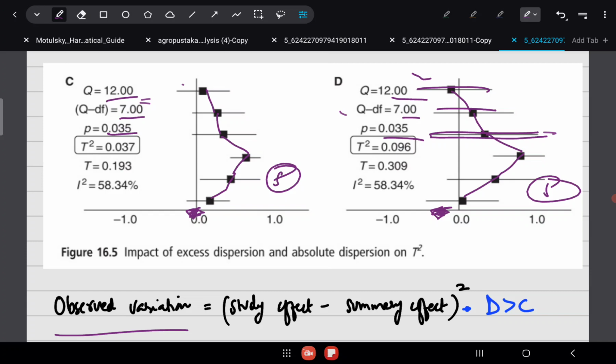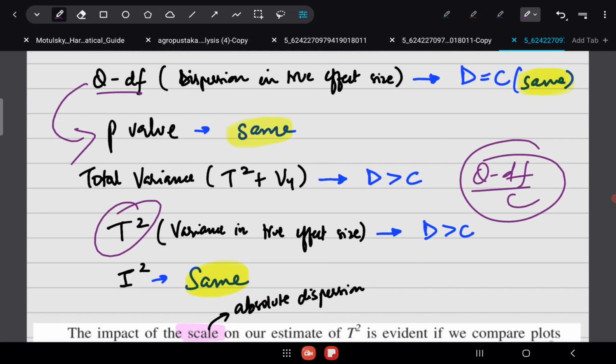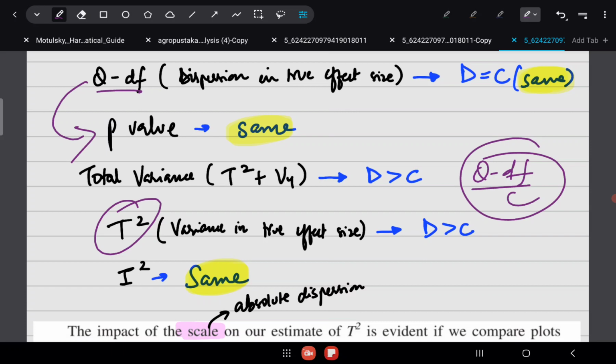Total variance means within study variance as well as between study variance. Okay, so total variance is definitely more for D. You can see that in D, the scale of the dispersion is itself more. So the scale is increasing in D. Now because the scale is increasing in D, T square, if you calculate, will come to be greater for D than for C.